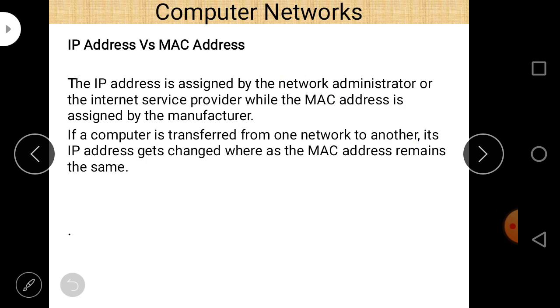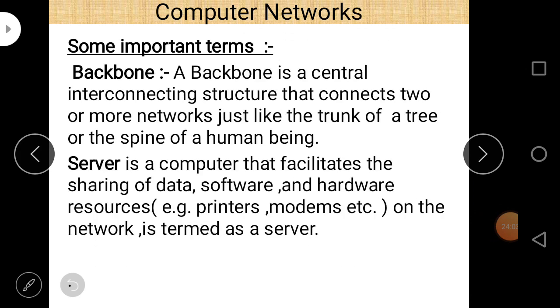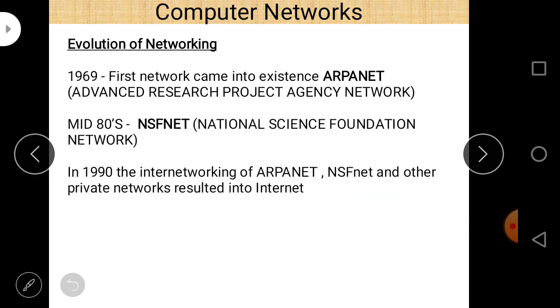But IP address can be provided by an internet service provider such as Airtel, Jio, Vodafone, and network administrator. So when a computer is transferred from one network to another, its IP address also changes. But MAC address can never be changed if we change computer network. So that is another difference between IP address and MAC address. Now I think the difference between IP address and MAC address is quite clear to all of you. So now let us take a quick revision of all these points which we learned in this lecture.